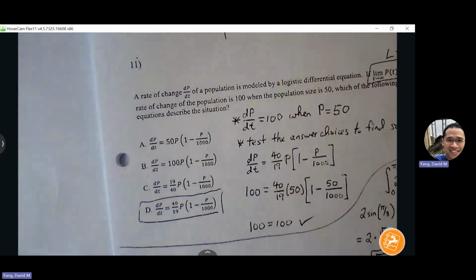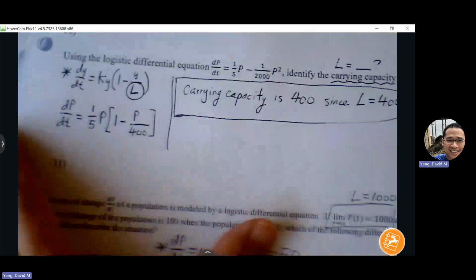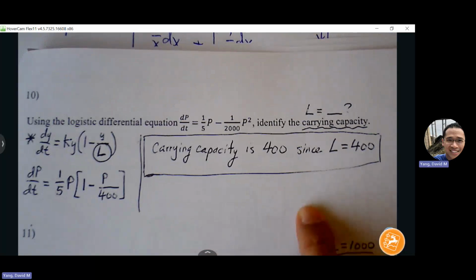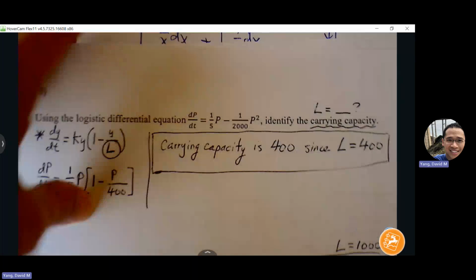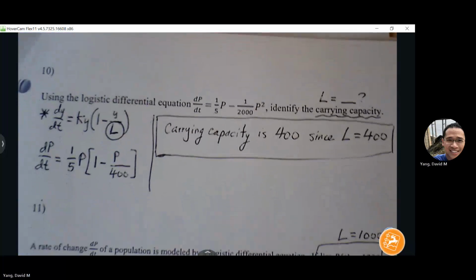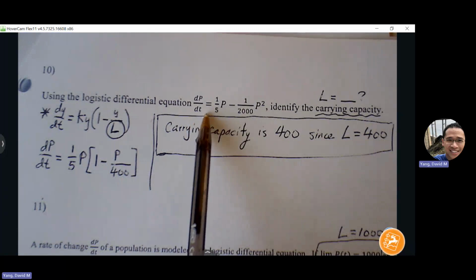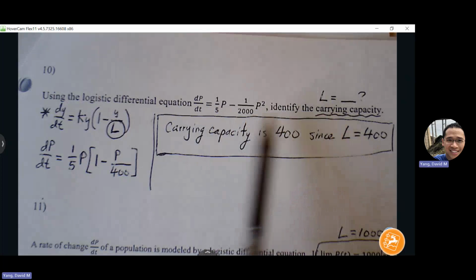Yeah, the biggest thing is just to be able to know how to manipulate your expression to pull that carrying capacity or that limiting value. So this is number 10 here, off of worksheet 2. So we have dP/dt equals 1/5 P minus 1 over 2000 P squared, identifying the carrying capacity.